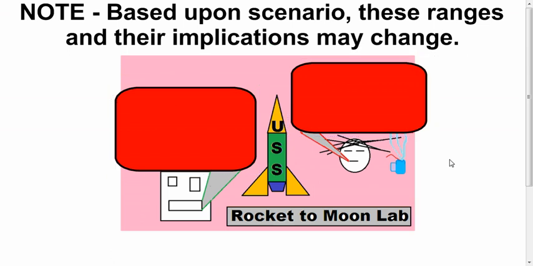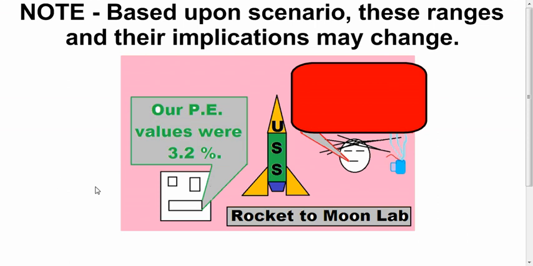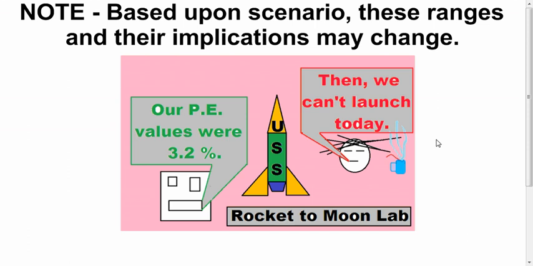Now, one thing to keep in mind is based upon your scenarios, these values or ranges are going to change, and their implications are going to change. For example, let's say you wanted to send a rocket to the moon, and your percent error values were 3.2%. Now, that's really low. However, if you're sending a rocket to the moon, you really can't, even this margin of error is too big. So you'd have to do some more tests to get those values back where you want them to be.